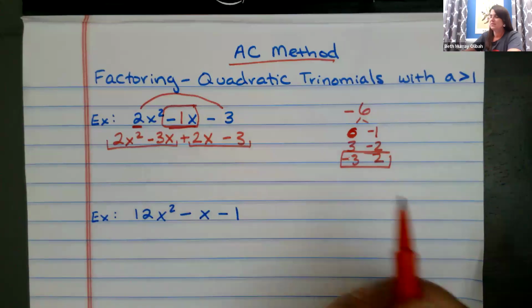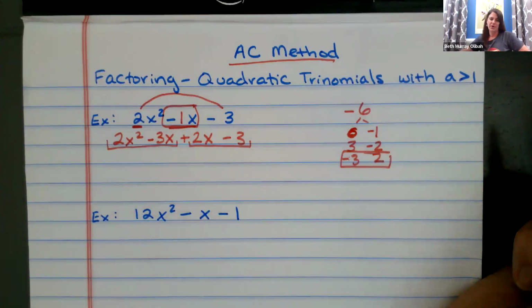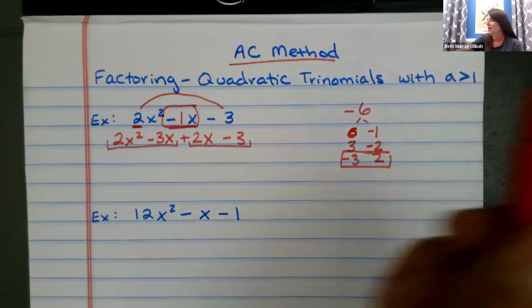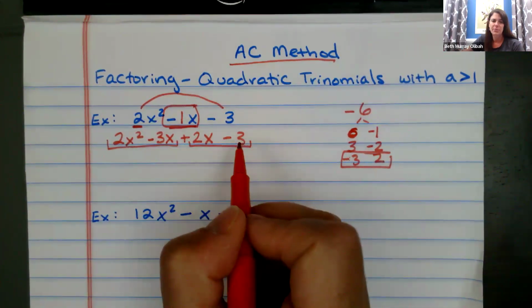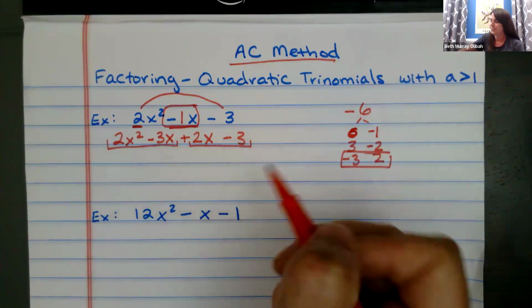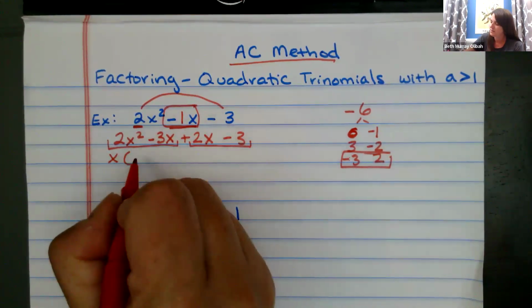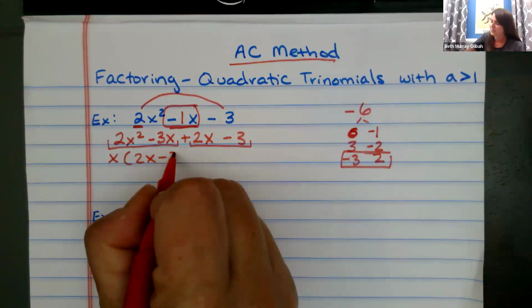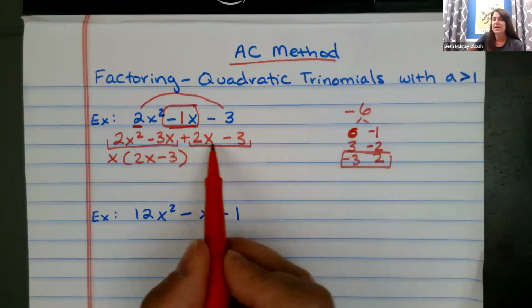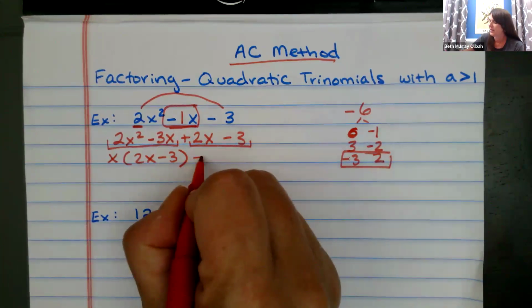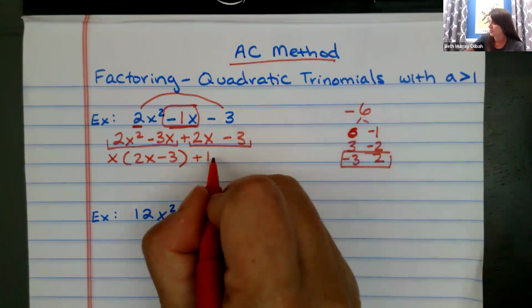If you are not comfortable with factoring with grouping, I would probably pause and go watch a video on it. But if you are comfortable with grouping, from here on out you should be fine. What can I take out of these two terms? An x. That leaves me with 2x minus 3. What can I take out of these two terms? Nothing, but we still want to write something here. So if you can't take anything out, you just write +1.